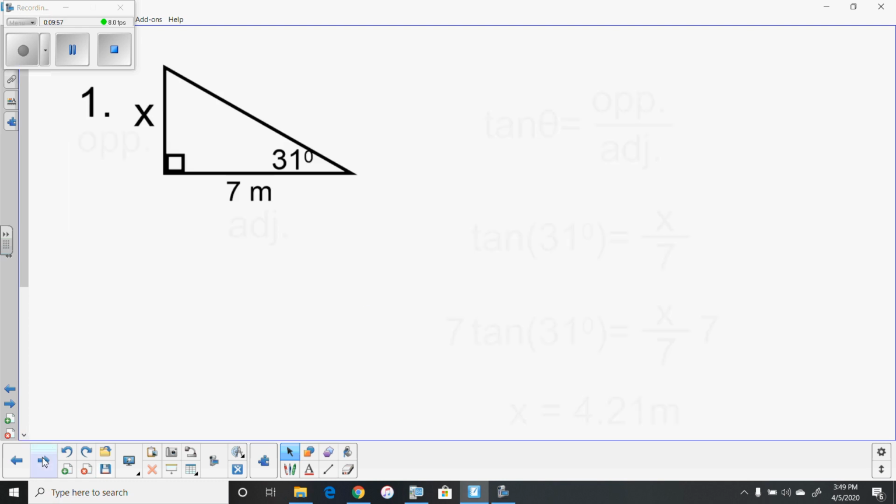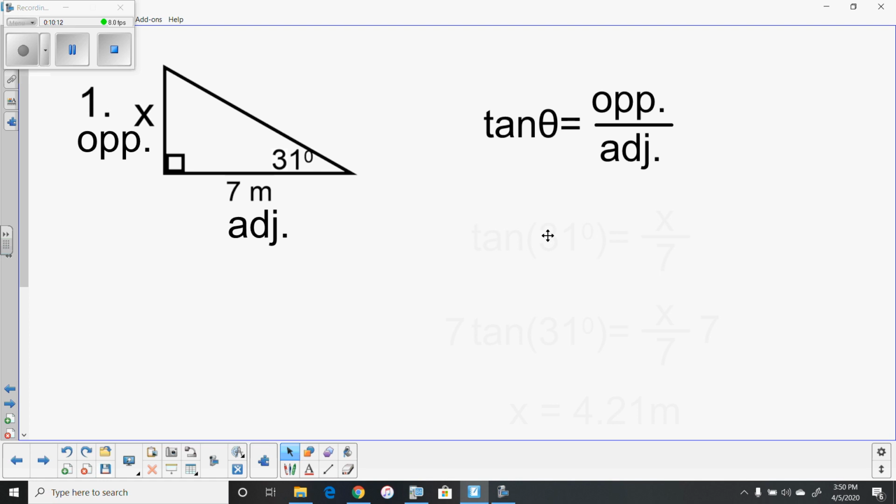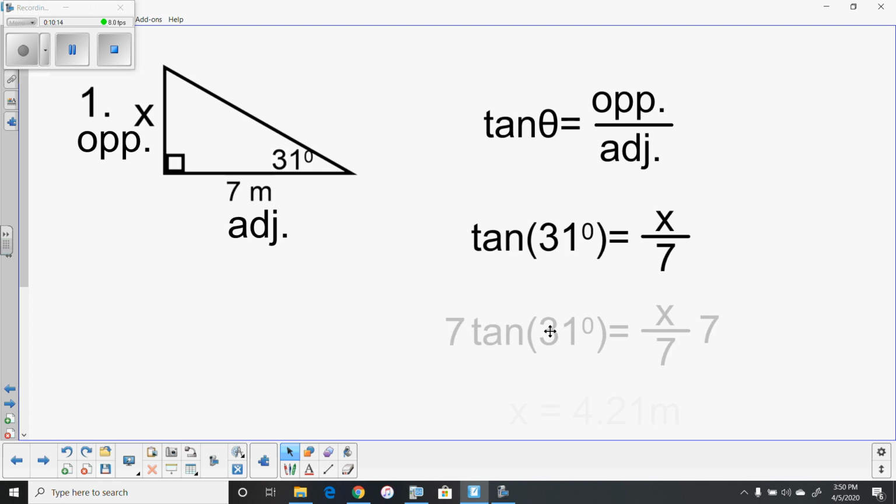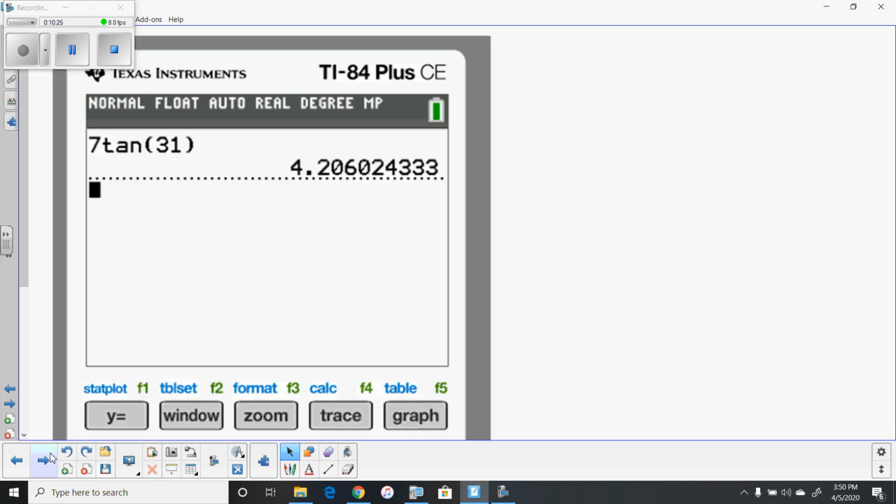Okay, so hopefully that went all right. Well, I label my sides there. I've got x as the opposite side, 7 as the adjacent. So I say which one uses opposite and adjacent? That would be tangent. So I fill in all the information I've got. I can multiply both sides by 7, and I get 7 times tan 31, so that's 4.21. There's 7 tan 31, 4.21.